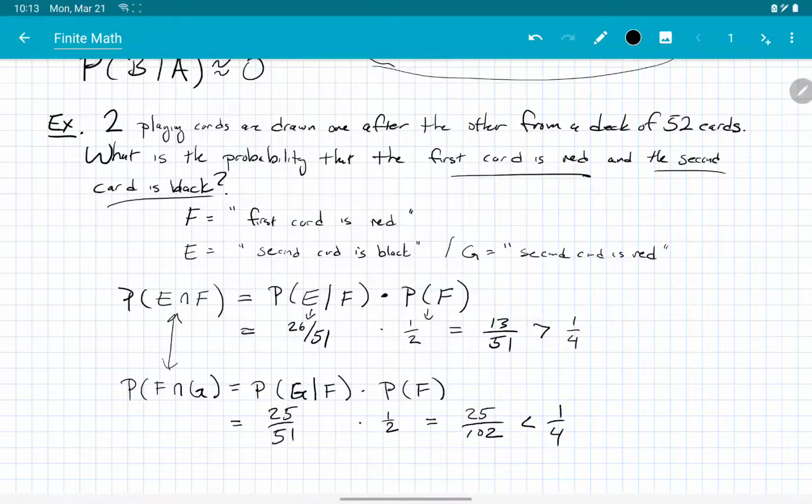So it's more likely that the first card is red and the second card is black than the first card is red and the second card is red. Makes a little bit of sense if you think about it. But now we can specify precisely how much more likely it is.